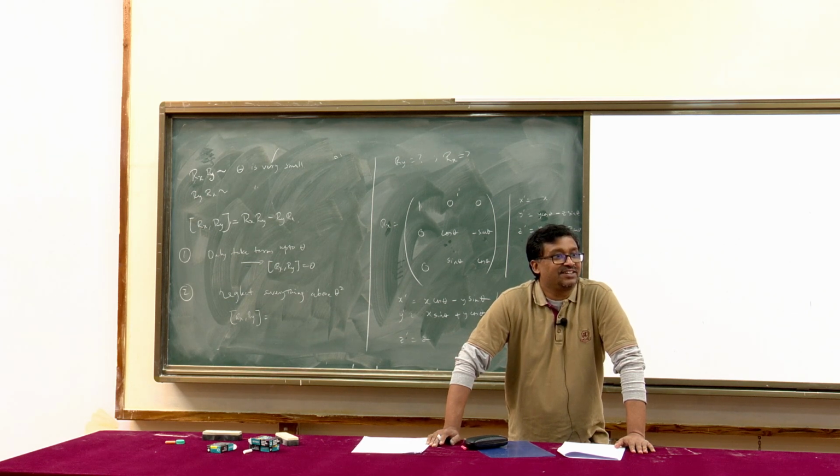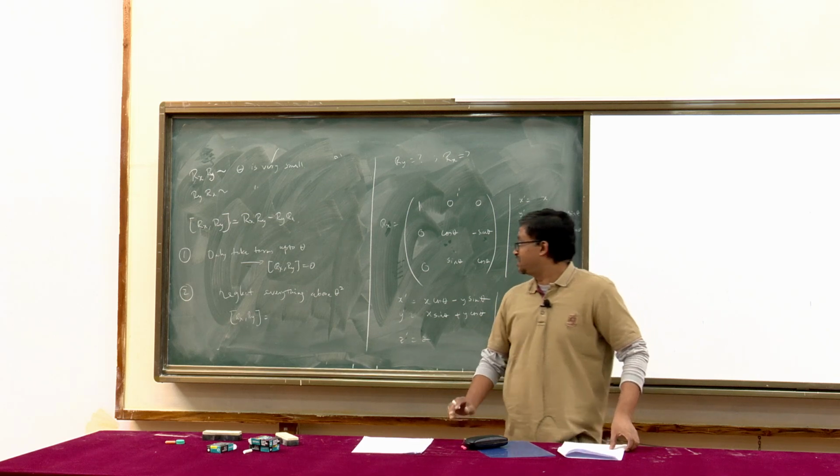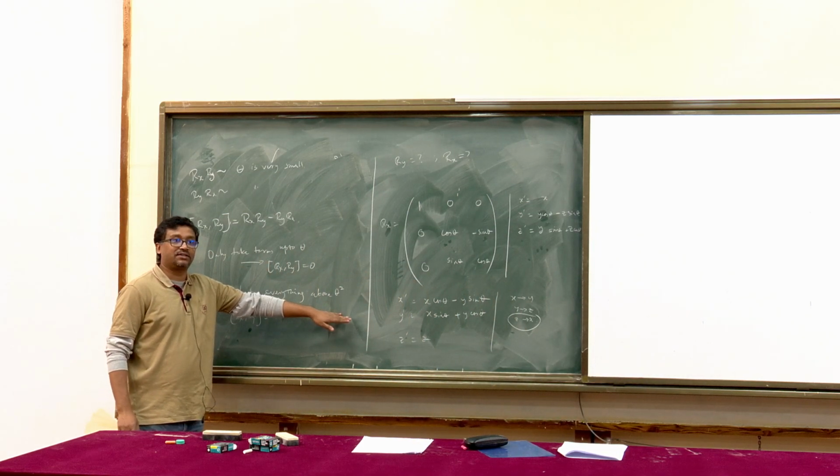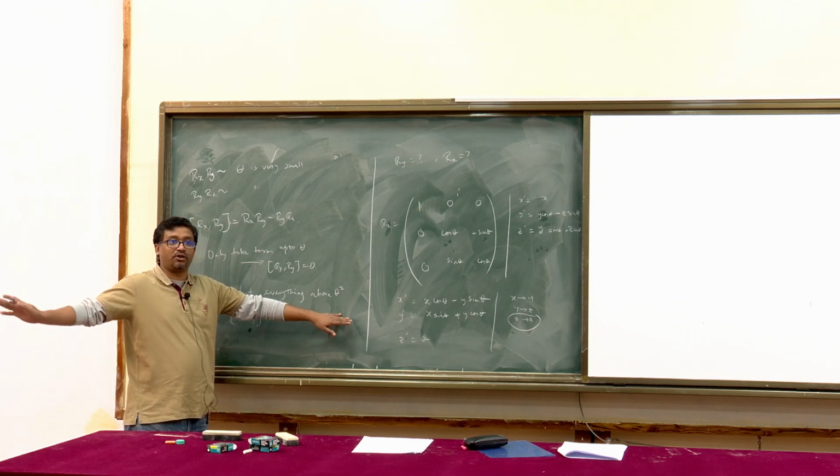This one, you calculate everything up to theta square. Theta square you keep, but anything above you neglect. Theta cube, all those terms you neglect.